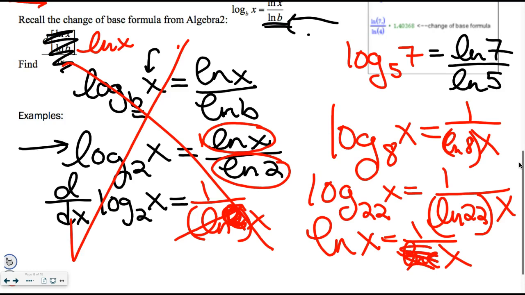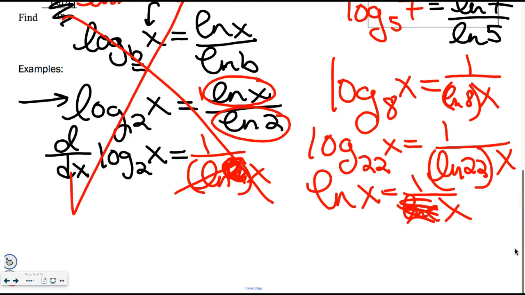Now, your homework, I think, is almost all natural log. So, just so you know, we are done, I think.